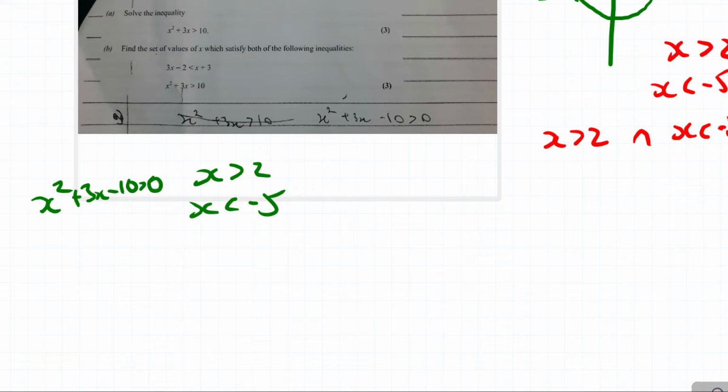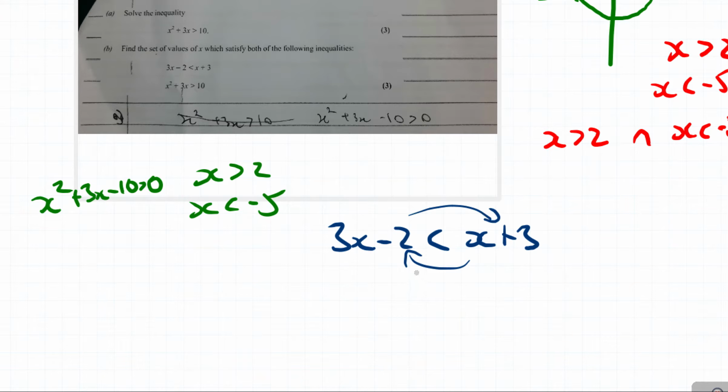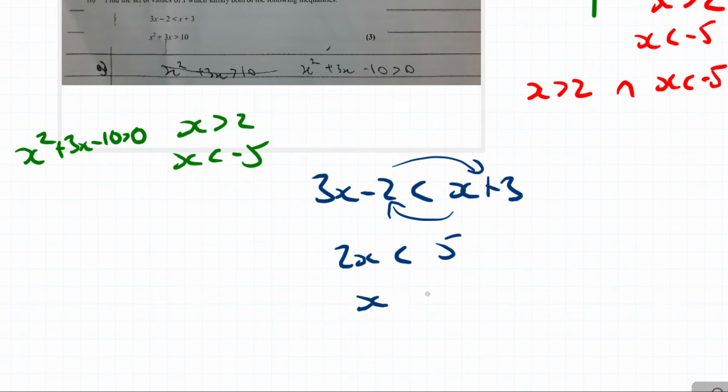The next thing we need to find is this inequality: 3x minus 2 is less than x plus 3. We can then rearrange, so we move the x to the left hand side, the number term to the right hand side, so it becomes 2x is less than 5, and then we solve, we say that x is less than 5 over 2, so x is less than 2.5.